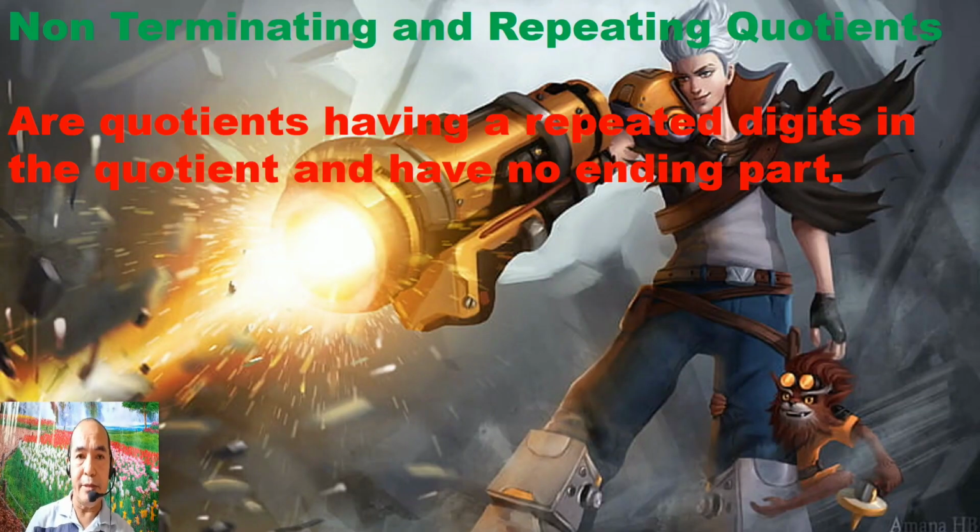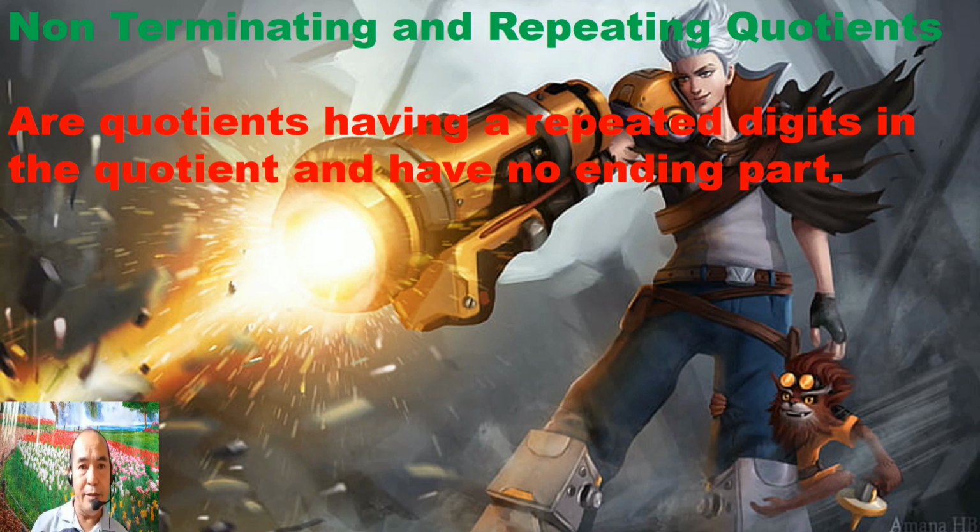Okay, let's discuss about non-terminating and repeating quotient. So what is this non-terminating? Okay, these are quotient having no ending part, meaning it will continuously be having a remainder. So no matter how long you go into the division process, it will not come up with an ending part. It is a never-ending division. So this is what we call non-terminating.